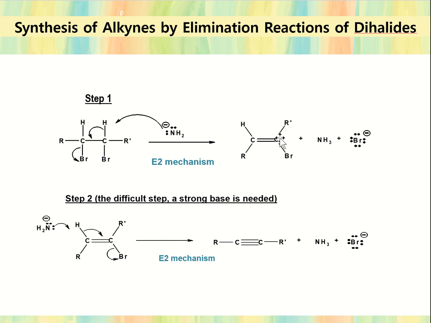So that just means that we have a carbon-carbon double bond, and we have the halide attached to one of the carbons. Now, the second step is the difficult step, and so a very strong base is definitely needed for the second step, because clearly there's a stronger bond between this carbon and the hydrogen, and therefore it essentially will need more power to pull this proton.